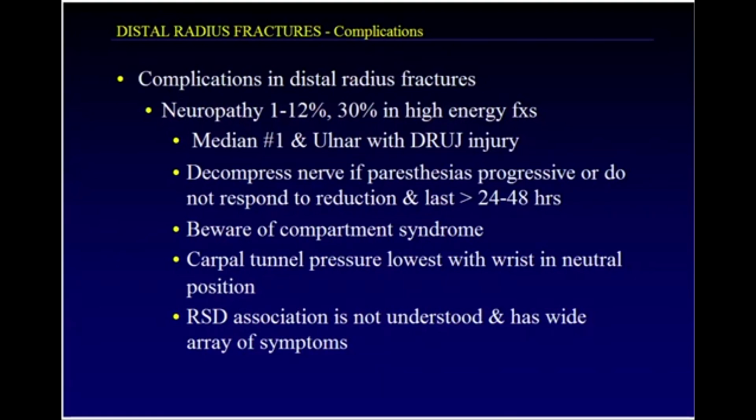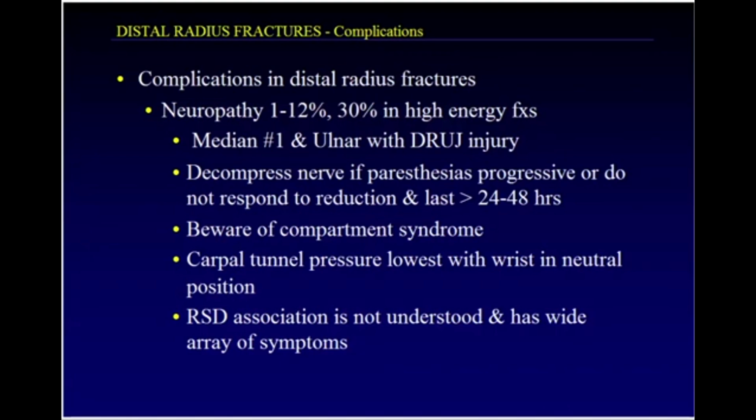If you have a nerve injury, you basically need to decompress the median nerve, do a carpal tunnel release, if the patient has progressive paresthesias or the abnormal neurologic exam does not respond to your closed reduction. If you do a closed reduction, minimize the dorsal tilt or the apex volar angulation, and the patient has persistent neurologic deficit, that would be an indication for acute carpal tunnel release. The carpal tunnel pressure is lowest with the wrist in neutral position, so again, you want to avoid placing the wrist into marked volar flexion because that can actually increase the pressure in the carpal tunnel.